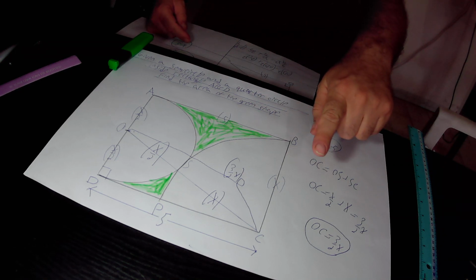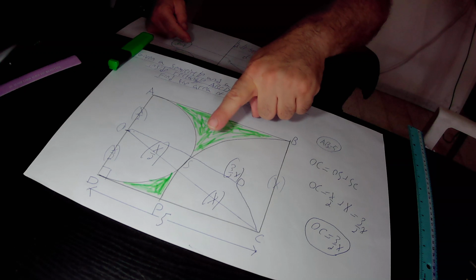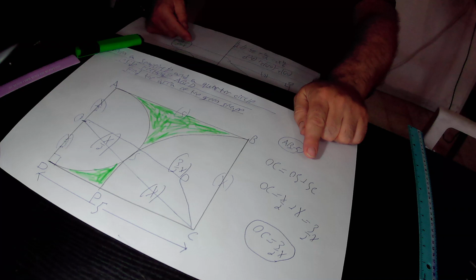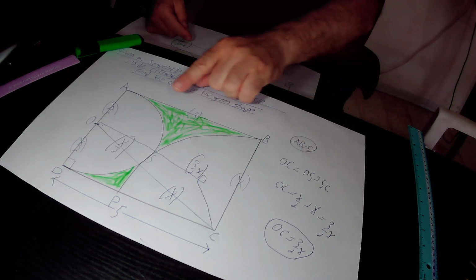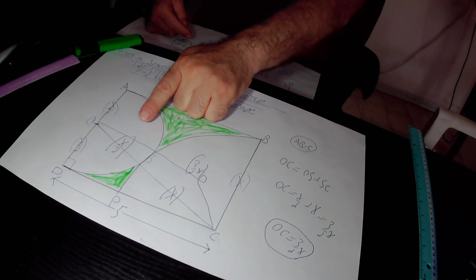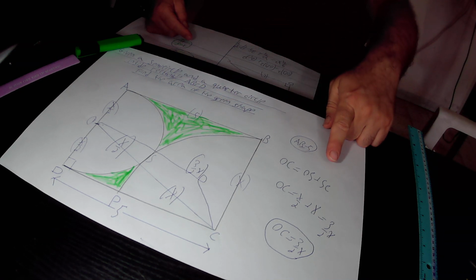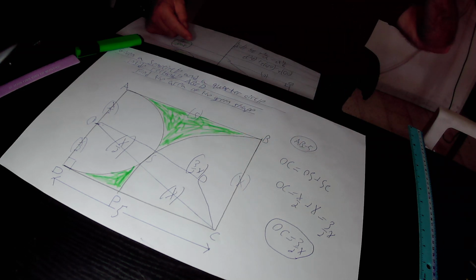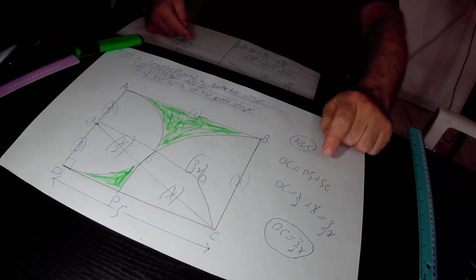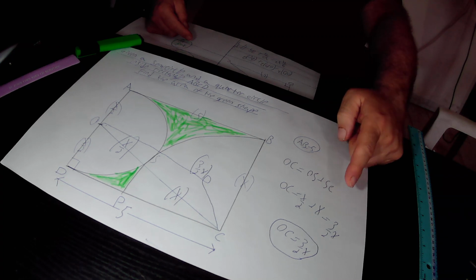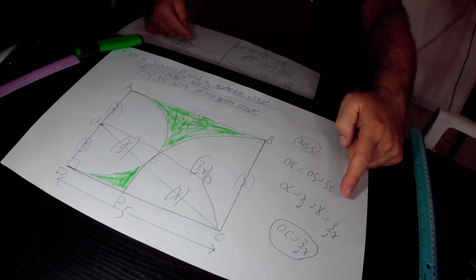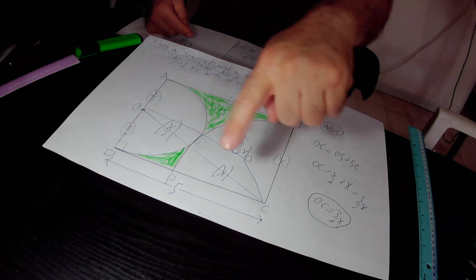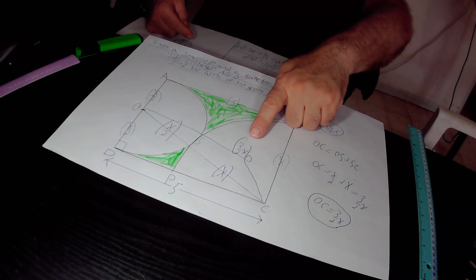If OSC is one straight line, it means that OC must be equal to OS plus SC. So OC equals OS, the radius of this semicircle, that is x over 2, plus SC, the radius of this quarter circle, that equals x according to our definition. So in total, OC equals x over 2 plus x, that is 1.5x or 3 over 2 x. So the hypotenuse OC of this right triangle ODC equals 3 over 2 times x units in its length.